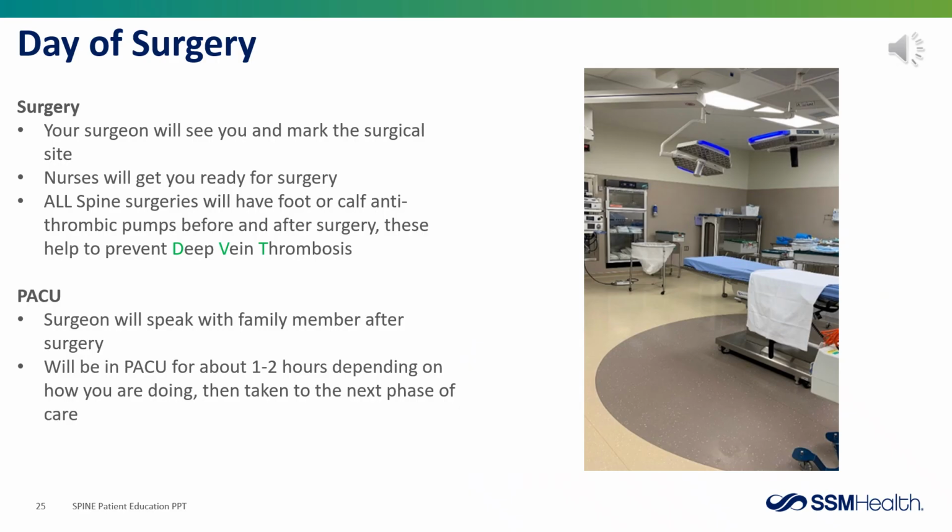After you've been checked in at outpatient registration, you go upstairs to the second floor. You will be placed in a pre-op room. This is the point where the surgeon will come and talk to you, make sure you don't have any questions or concerns, and then mark your surgical site. The nurses will get you ready for surgery. They'll put you in a gown, start an IV and any antibiotics, and all spine surgeries will have foot or calf antithrombotic pumps on before and after surgery. These help prevent deep vein thrombosis, or DVTs, during and after surgery.